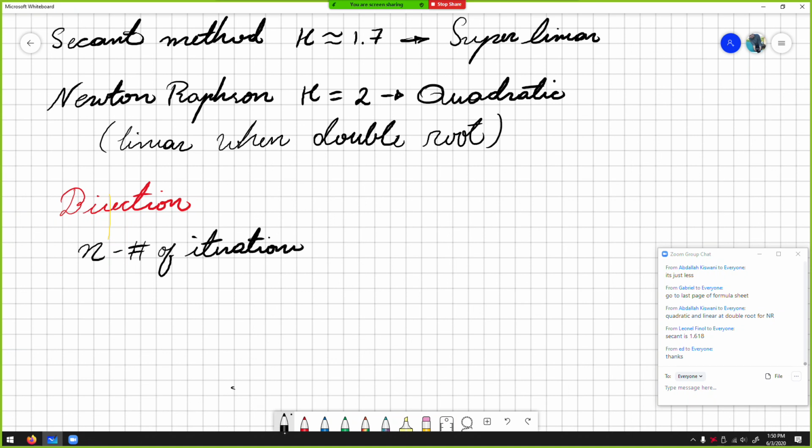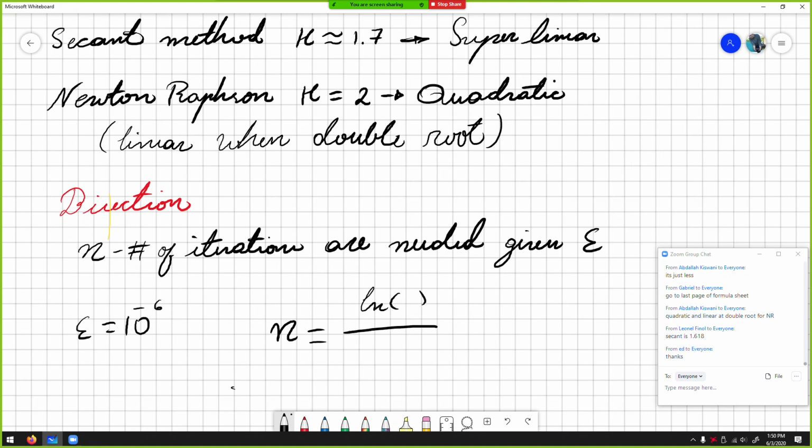So n number of iterations are needed if they give you a certain tolerance, like a certain epsilon. So if they give you something like, oh, epsilon is 10 to the -6, I don't remember how the formula is. It's like n is equal to ln of something, ln of like b minus a divided by something. I don't remember if it's something like that.